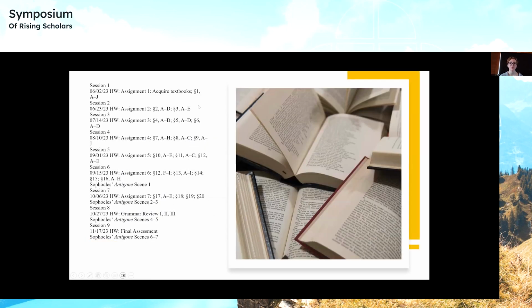Here I've included a brief overview of my syllabus, and as you can see, certain materials I needed to complete in between each session. And during my sessions, my mentor gave me a lecture on the materials I was learning and going to learn. And something interesting I found in my study was that I was able to start translating Antigone before my independent study had finished. So I thought that was very surprising.